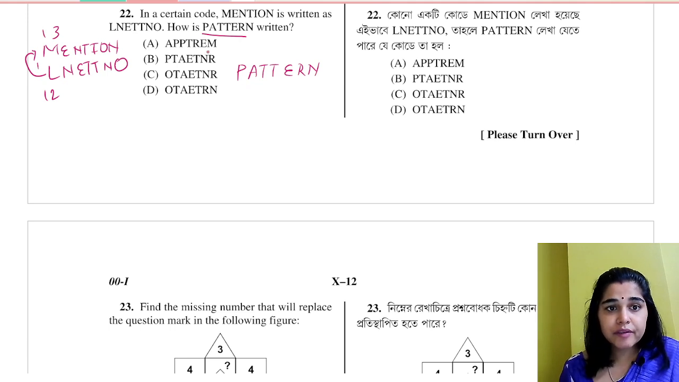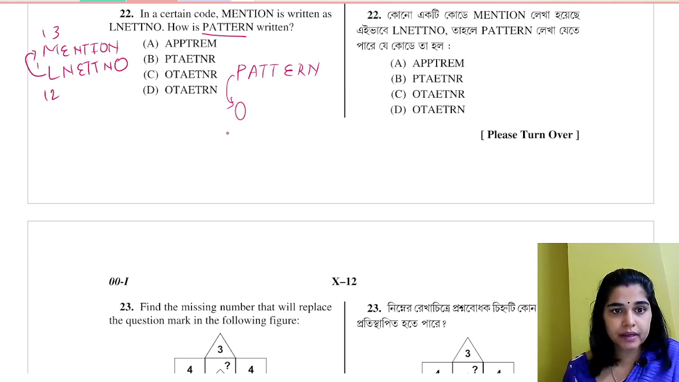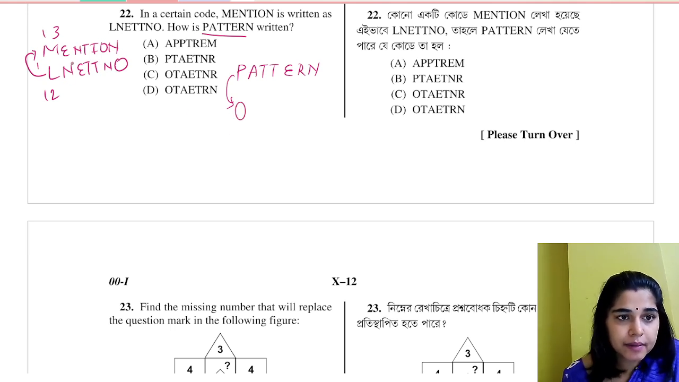Pattern. So same with the pattern, just take a gap. M, before M is L. So LMOP, so O will come here. Okay, let's move to the next.